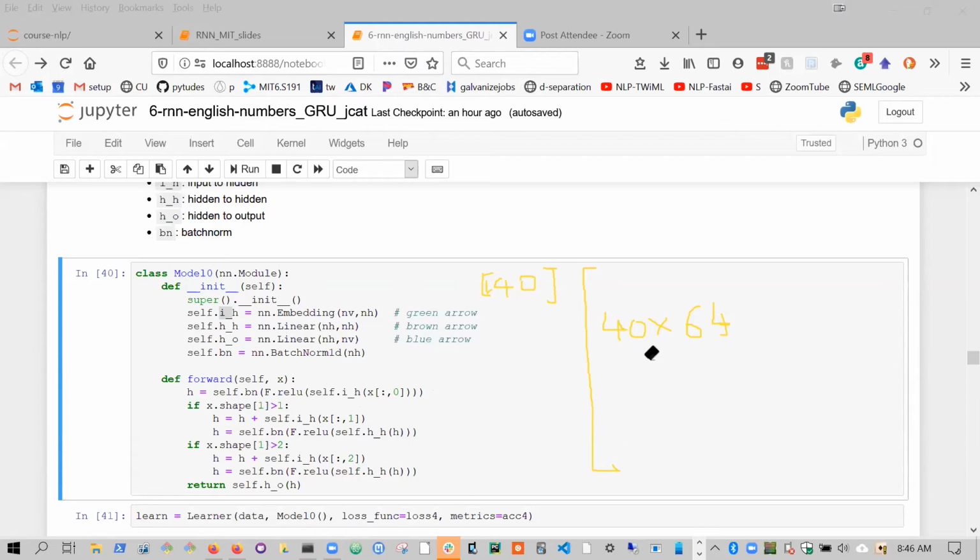Okay, and then finally, when you map to the output, you're mapping a hidden vector to the output. The hidden vector has length 64, and the output is back to using our vocabulary of 40 symbols. So you're multiplying a 64 by 40 matrix by a vector of length 64, and then the result is going to be 40, right? Which is going to map us back to our vocabulary space.